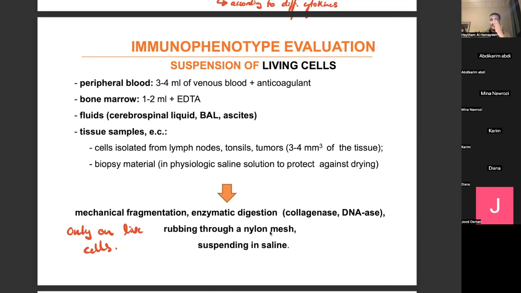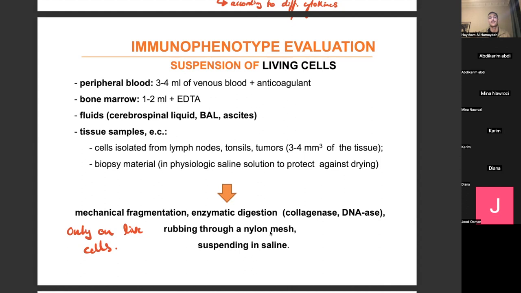And then finally, the tissue samples are basically hard tissue, such as in the case of biopsies. Biopsies are basically when we cut off a part of a tissue and use it to test. So when you have a biopsy, this biopsy is a tissue, and you need to break that tissue down to get to the cells that we want to test.